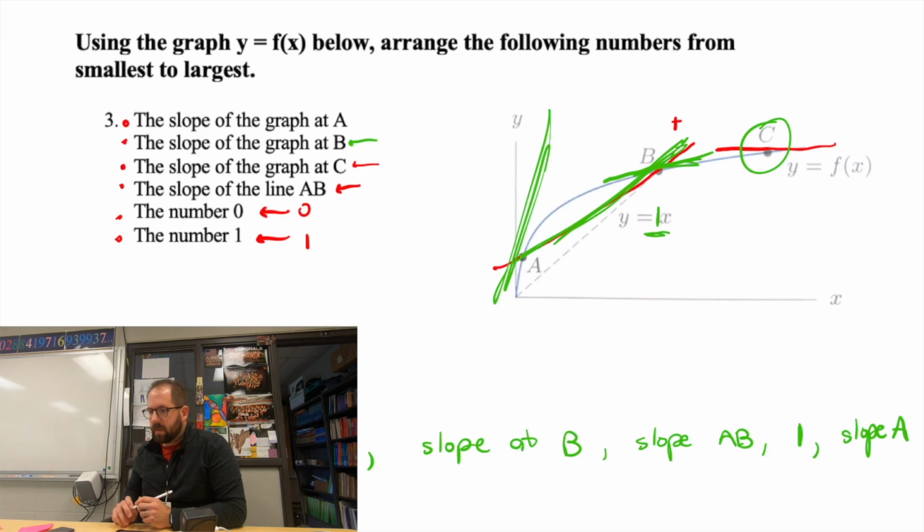Can I just put the little dash before C so I don't have to write slope at? Yeah, that's fine, you can do that. All right, does that make sense, how we looked at the slopes and figured out which one's the biggest and which one's the smallest, and put them in order?